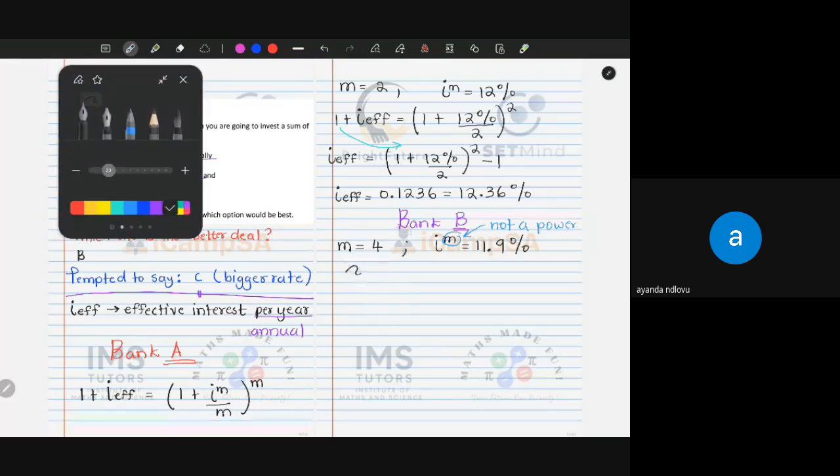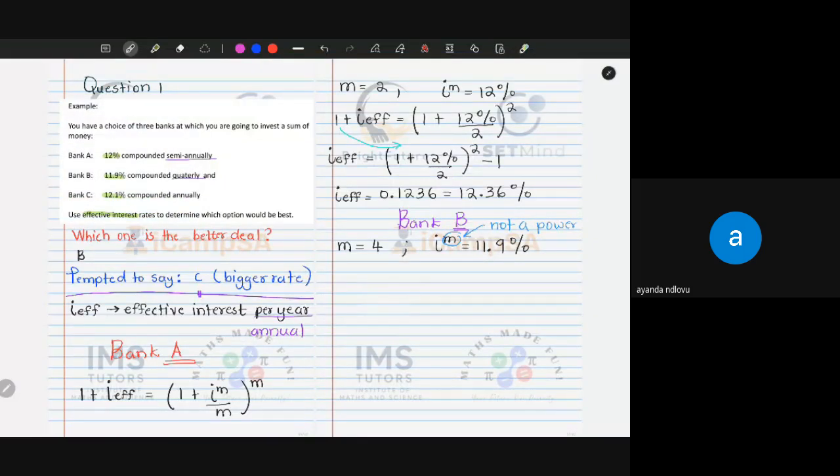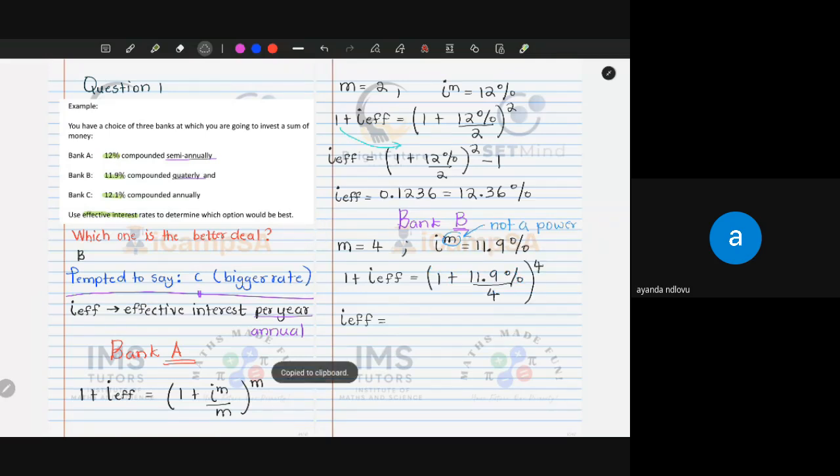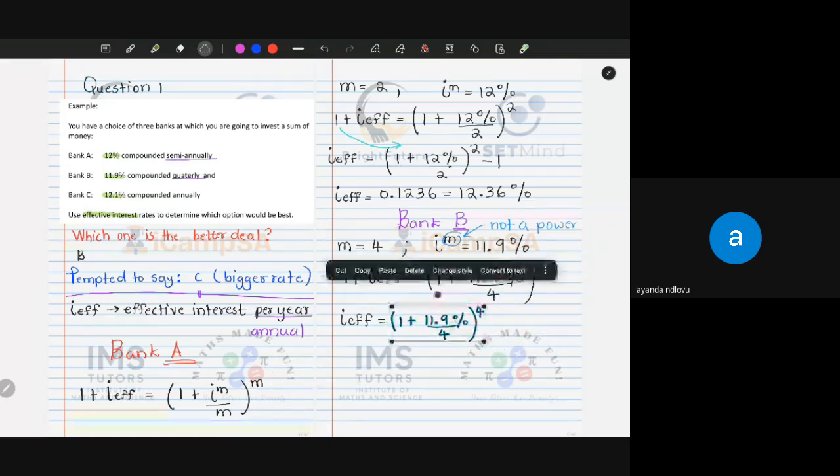Okay. So now we're in a position where we can use our formula and just plug back. So we'll have 1 plus i_eff equals 1 plus our interest rate, which is 11.9% divided by 4. And this is all to the power of 4. So remember, we're solving for the effective interest rate. So our i_eff will be what we have here. So let's copy that, paste it here, and put in minus 1 at the end.